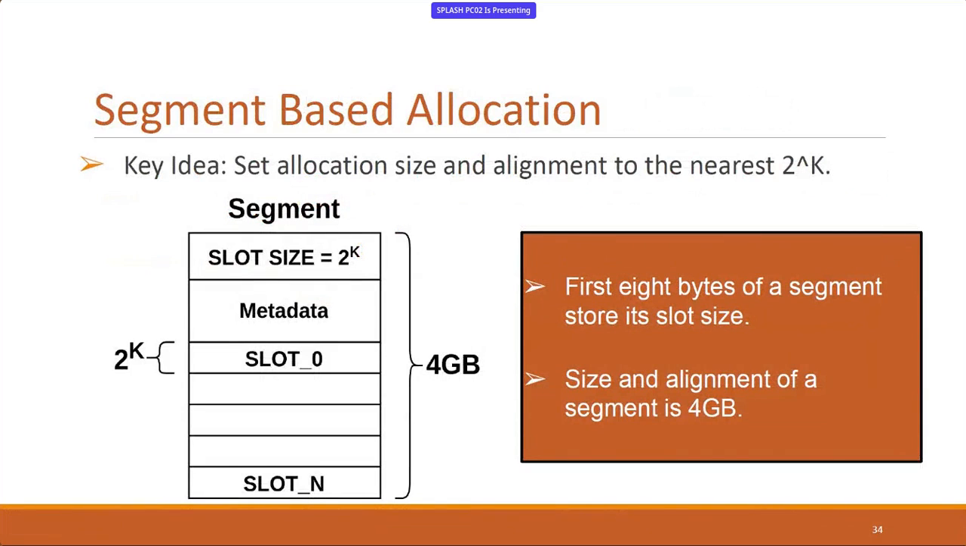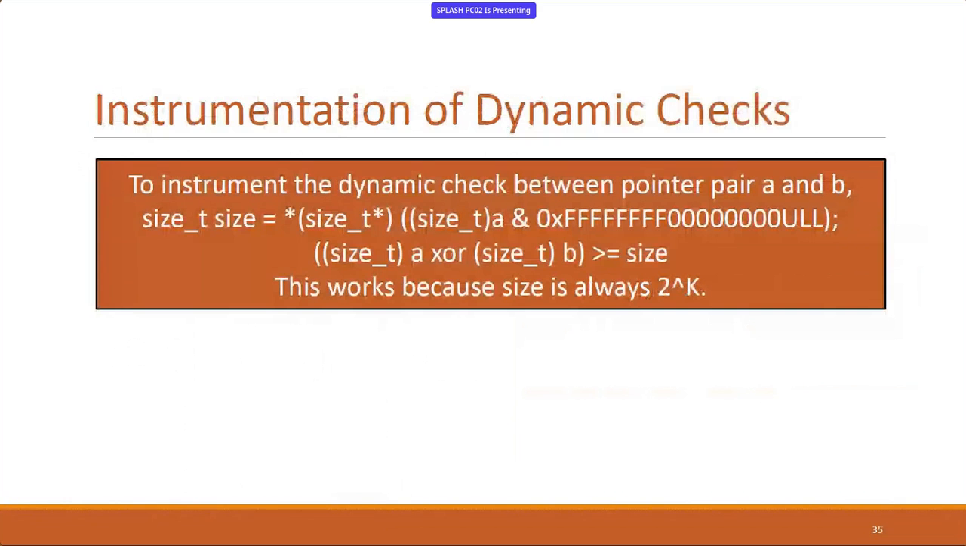So for example, if we want to allocate memory of size, say 20, the size and alignment of that object is set to 32, and the memory will be allocated from the segment where the initial 8 bytes store size 32, which represents the slot size. So our dynamic checks are based on the object size.